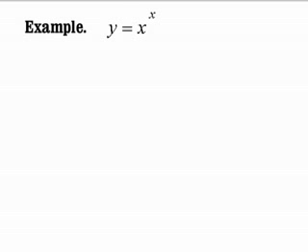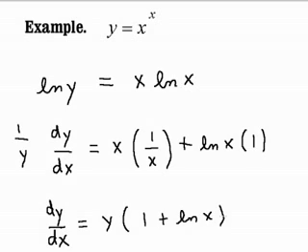We're going to do an example now, a very interesting function, y equals x to the x. Now, we see that the base is a variable and the power is a variable. So we can't use the rules for x to the n. We're just learning now how to differentiate a function where we have variables in both the base and the power. And that's going to be this technique of logarithmic differentiation.